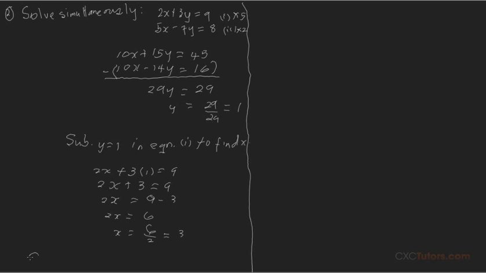So we have our solution, and our solution is basically this. x is equal to 3 and y is equal to 1. So this is our solution: x is equal to 3 and y is equal to 1.